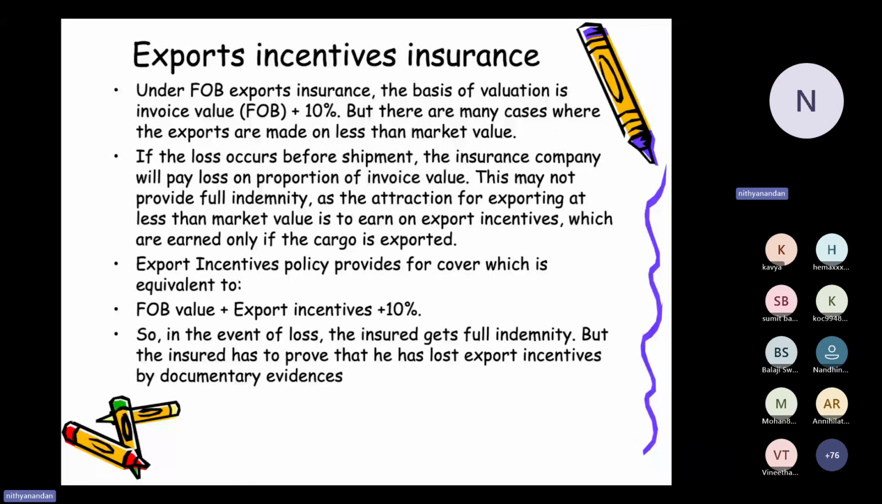In a normal policy, our sum insured will be invoice cost plus 10%. Here our sum insured will be FOB value, that is invoice value, plus export incentive receivable, plus 10%. So this is the simple logic. The exporter should not be affected in case of the loss of the goods. They may not be able to get the export incentives also.